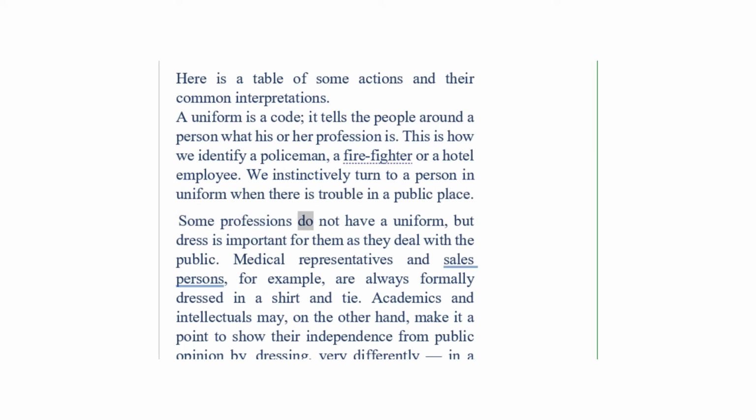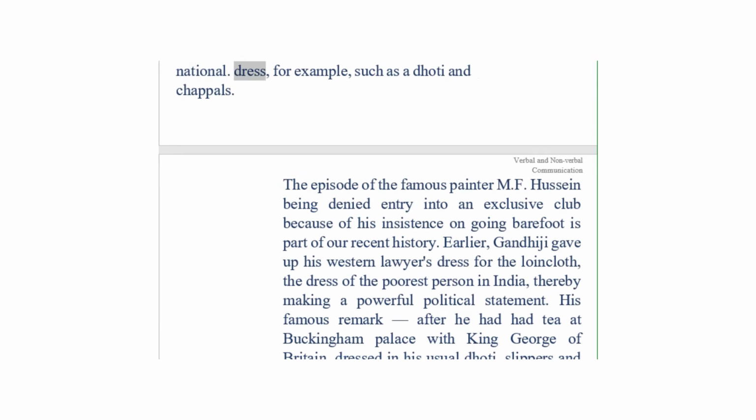Some professions do not have a uniform, but dress is important for them as they deal with the public. Medical representatives and salespersons, for example, are always formally dressed in a shirt and tie. Academics and intellectuals may, on the other hand, make it a point to show their independence from public opinion by dressing very differently.